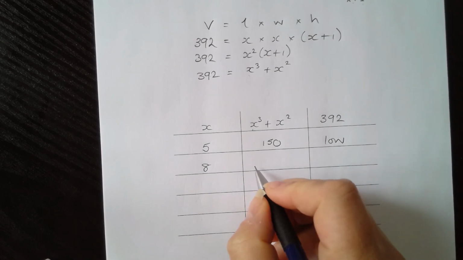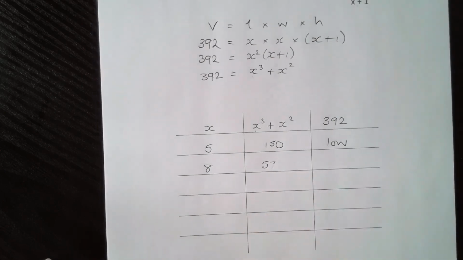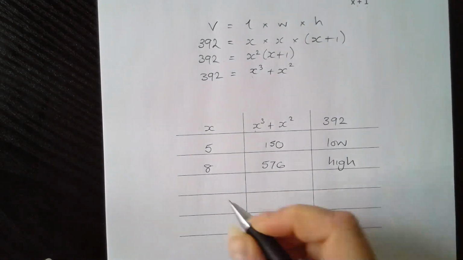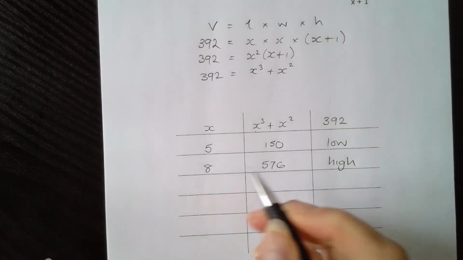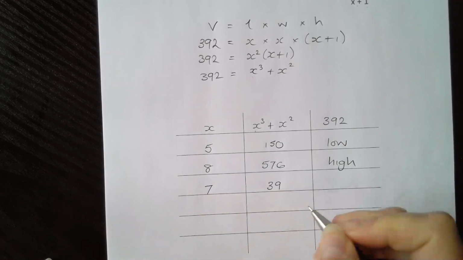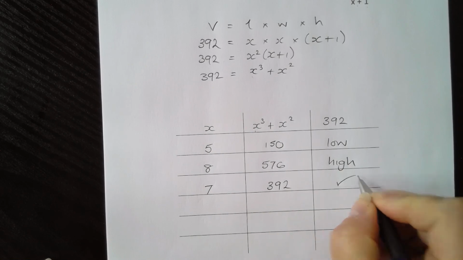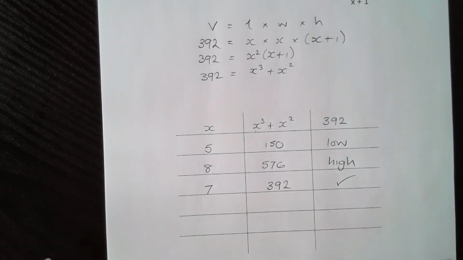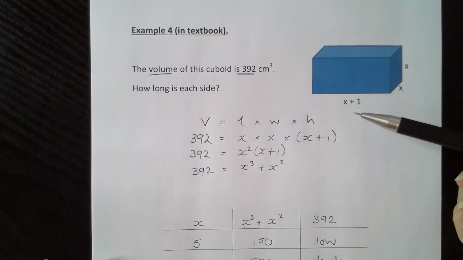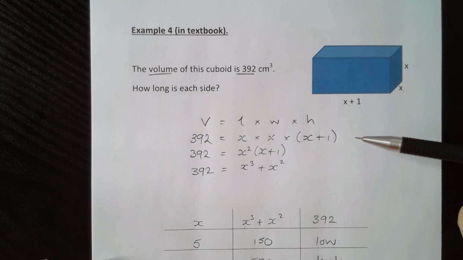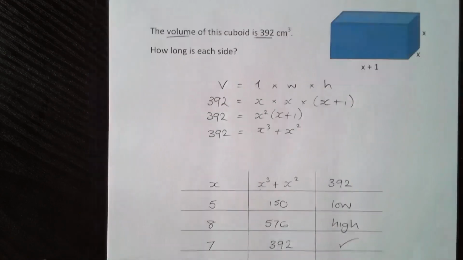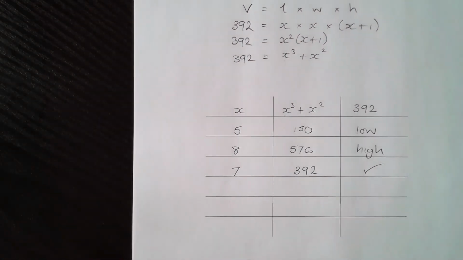8 cubed plus 8 squared is 576, which is too high. So I want something in between 5 and 8. I'm going to choose 7. Substitute in, 7 cubed plus 7 squared is 392, which is our correct value. Notice here it doesn't give you any information about rounding or giving your answer for x to one decimal place. So I think it's fair to assume that it's likely to be a whole number. So we now know that x is equal to 7.